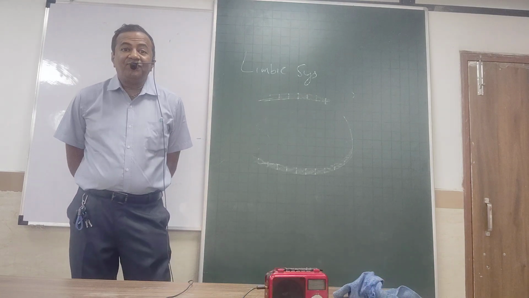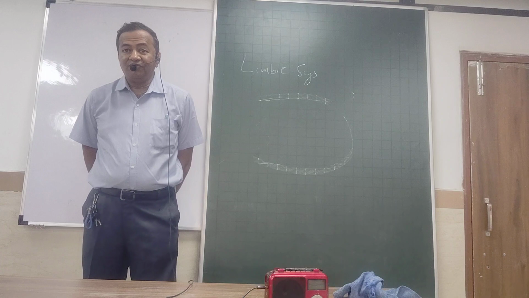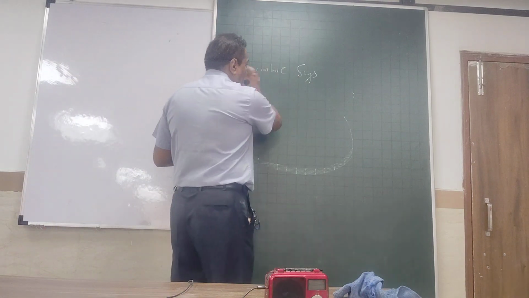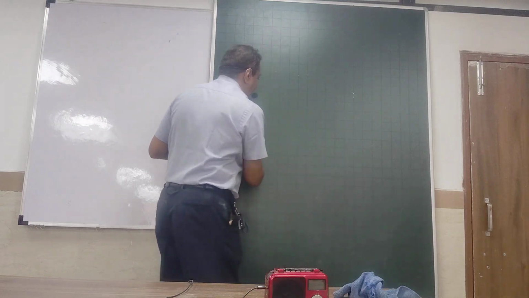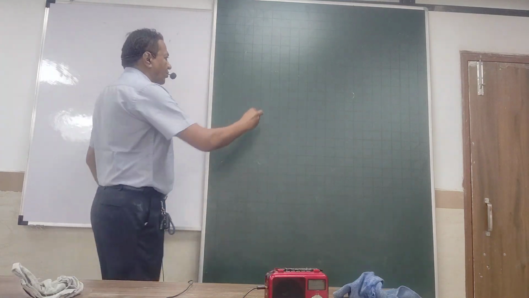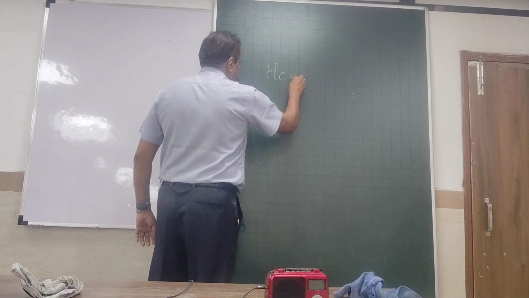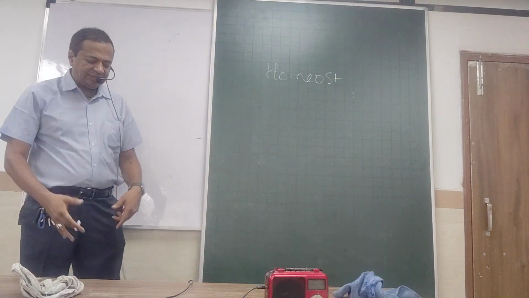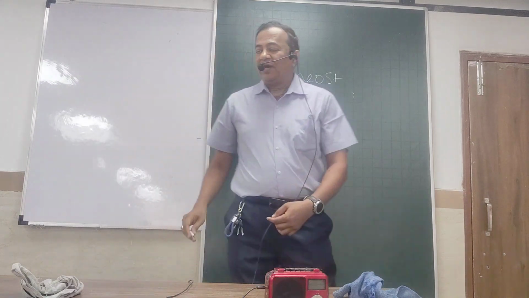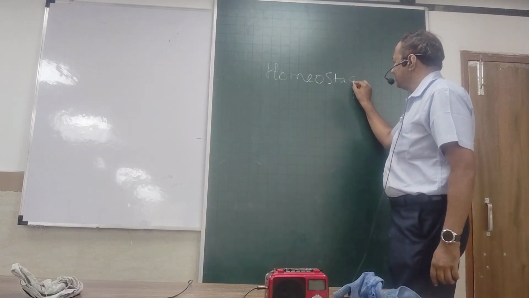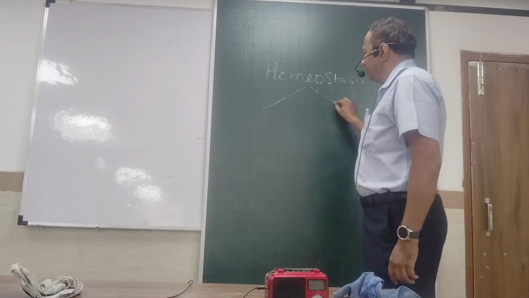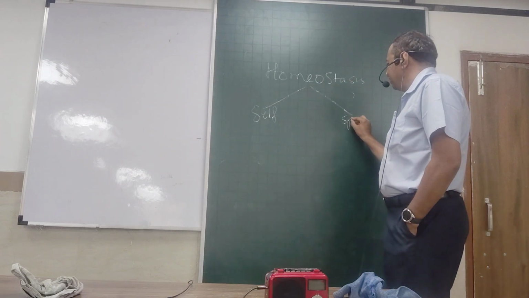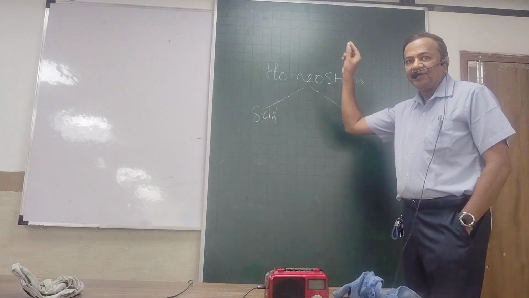Limbic system functions. What are the functions of the limbic system? Homeostasis is the main function of the limbic system. Homeostasis means maintenance. And two types of maintenance happen here. One is maintenance of the self and the other is maintenance of the species.